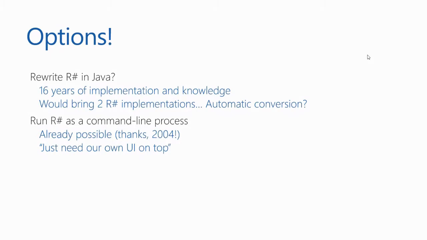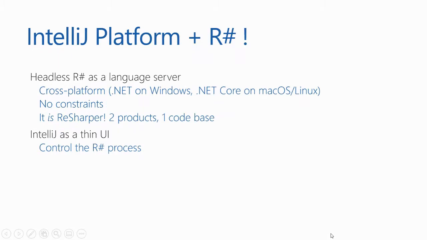The other option that we thought of was to maybe run ReSharper as a command line process out of process, make it possible to run ReSharper headless, and then build our own UI on top. Well, the fact that we had that ReSharper IDE back in 2004 means that we already had a number of abstractions ready that would allow us to do this and run ReSharper as a command line process with our own UI on top. And that's what we decided to look into, IntelliJ plus ReSharper.